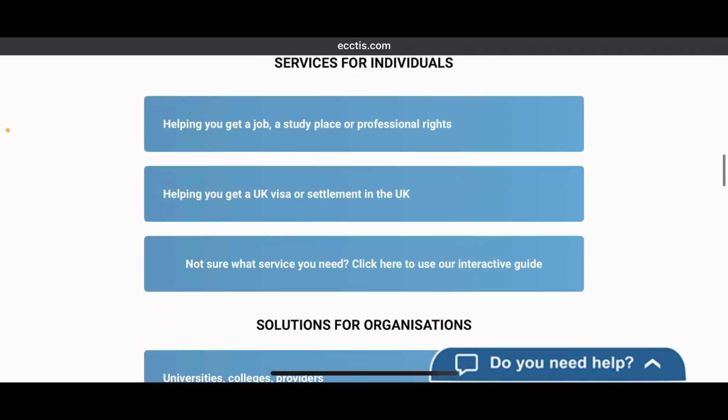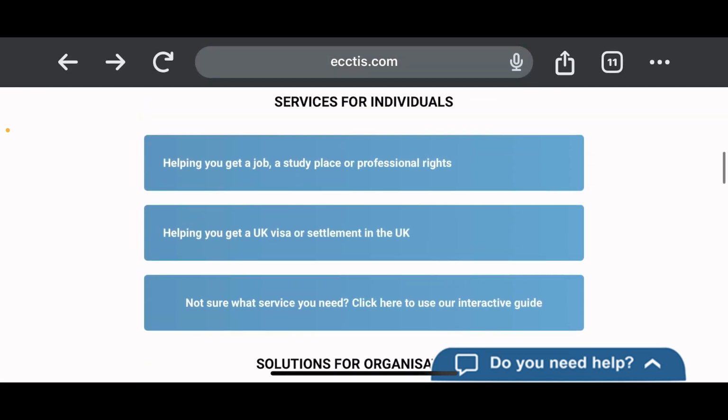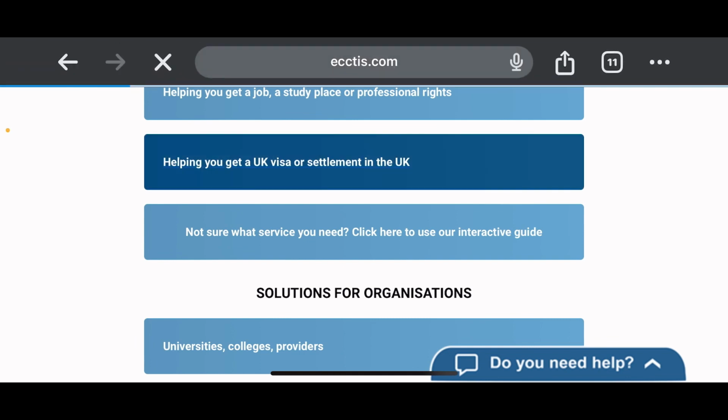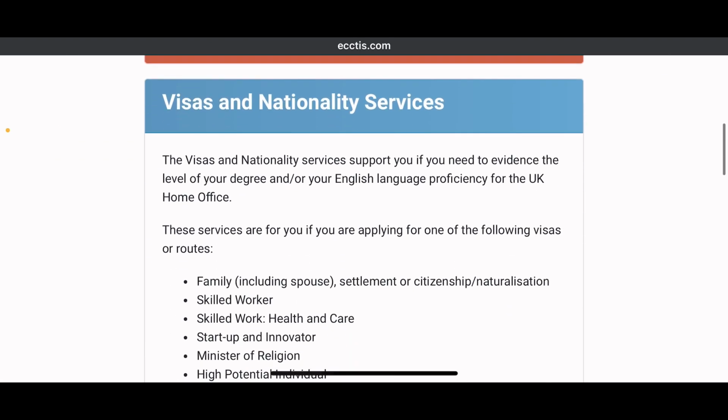Okay, they have different services. They have services for individuals, helping you get a job, a study place, or professional rights, helping you get a UK visa or settlement in the UK. Not sure what services you need, you click here. So if you are looking to use their services for the purpose of providing English proficiency, that means you are using it for visa and immigration. Okay, that is visa and settlement. So you click on that.